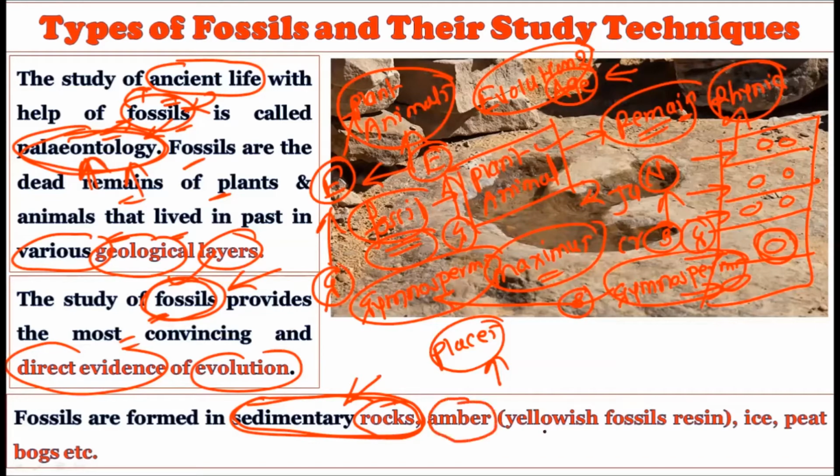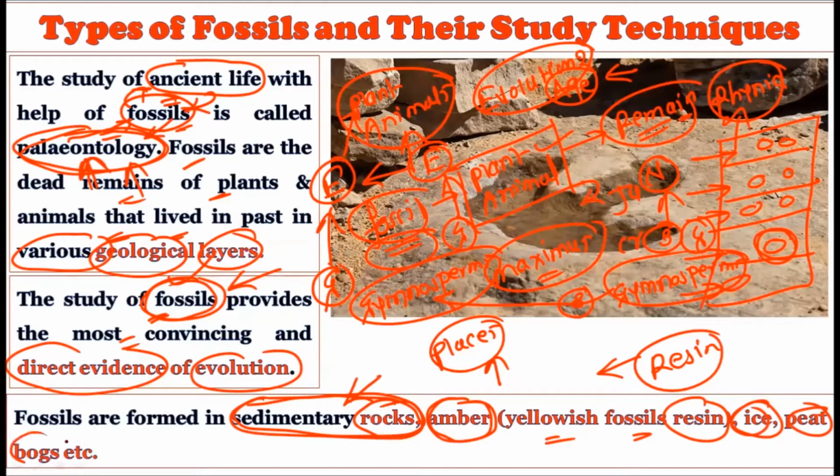Then there is amber. Amber is nothing but yellowish fossil resin. Okay, it's a resin, and inside this resin, somehow an insect or small animals got trapped and preserved, and such a fossil is called amber. Okay, then they can be fossilized in the ice, or they can be fossilized in peat bogs as well.